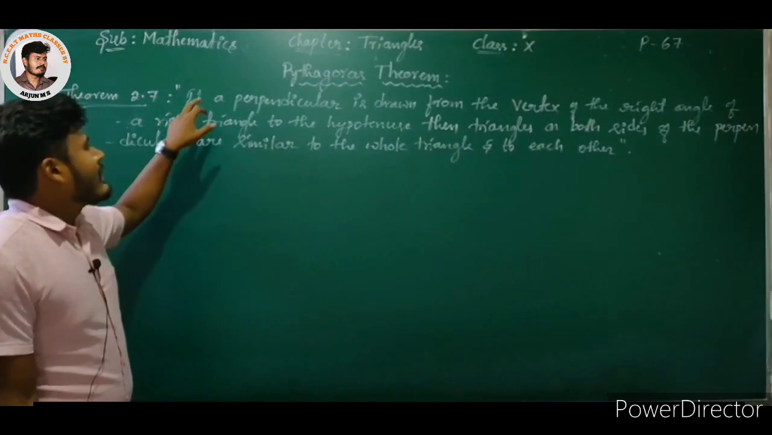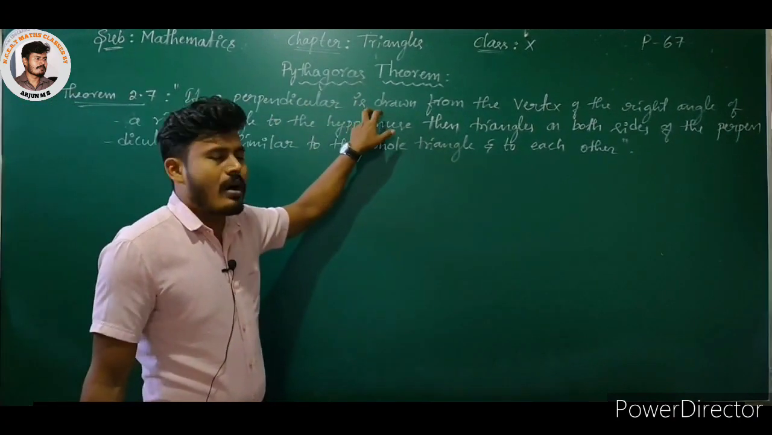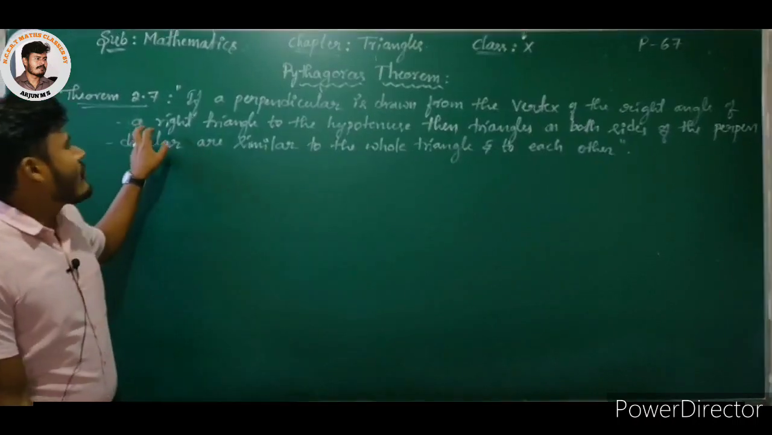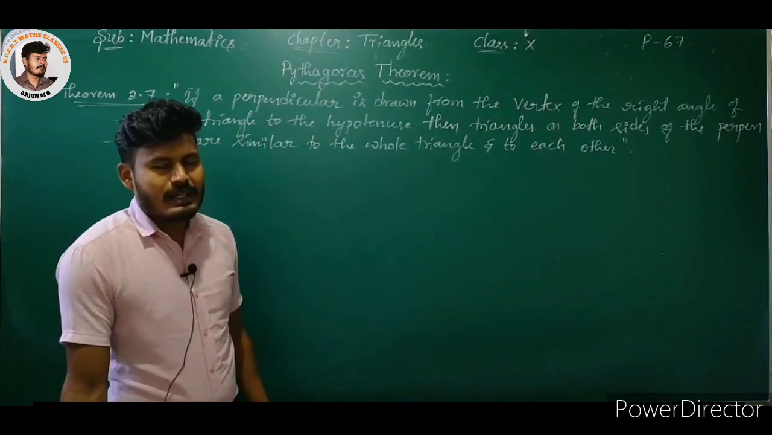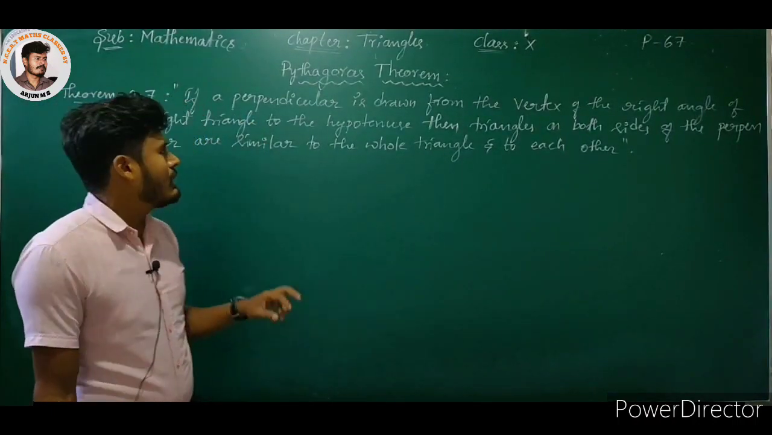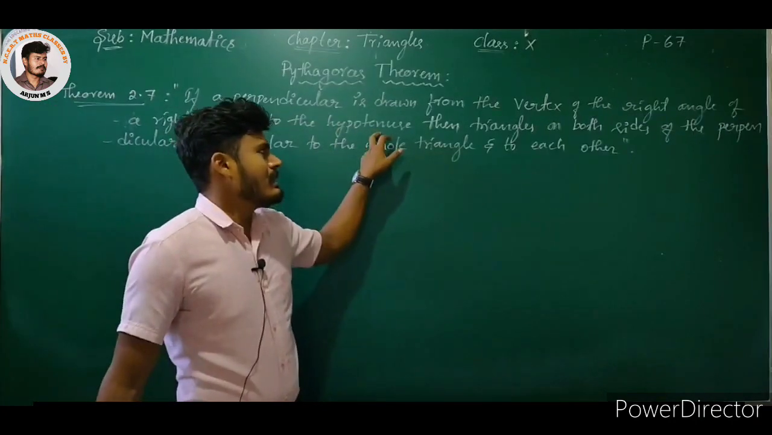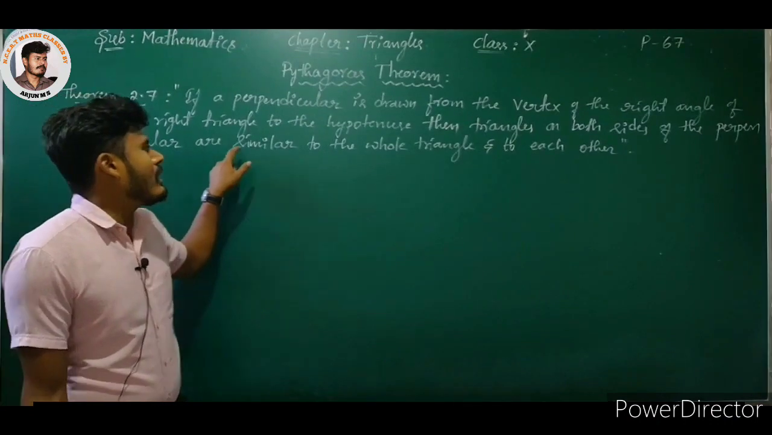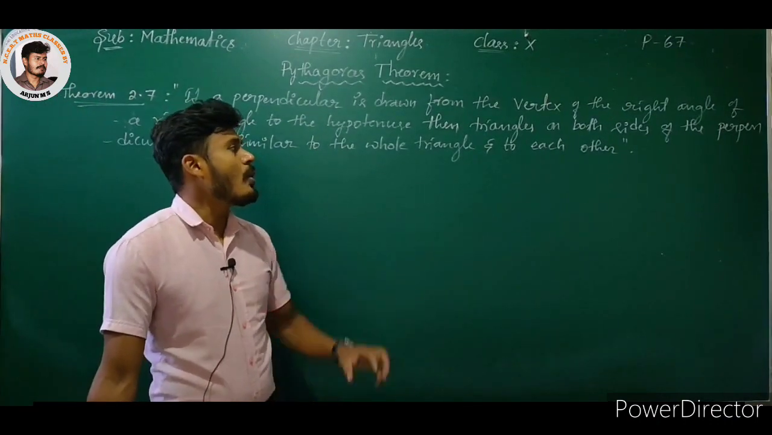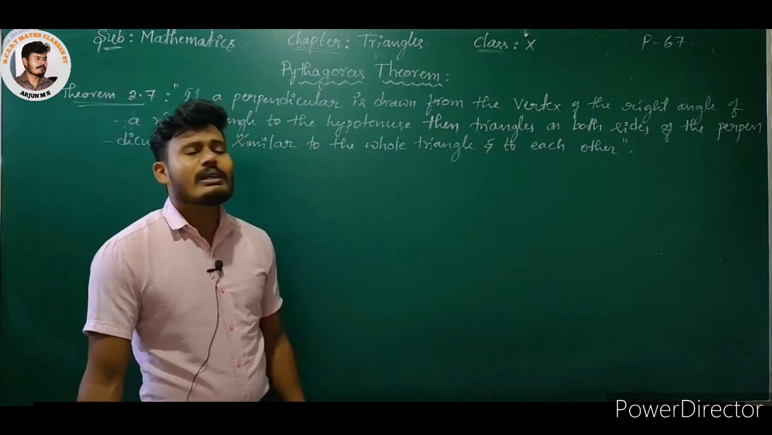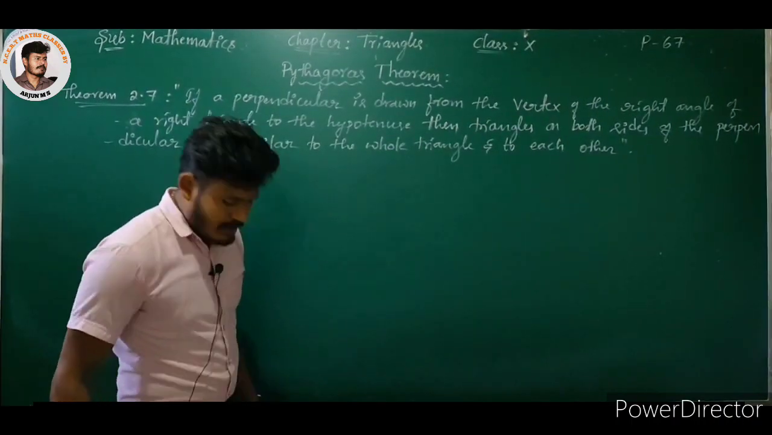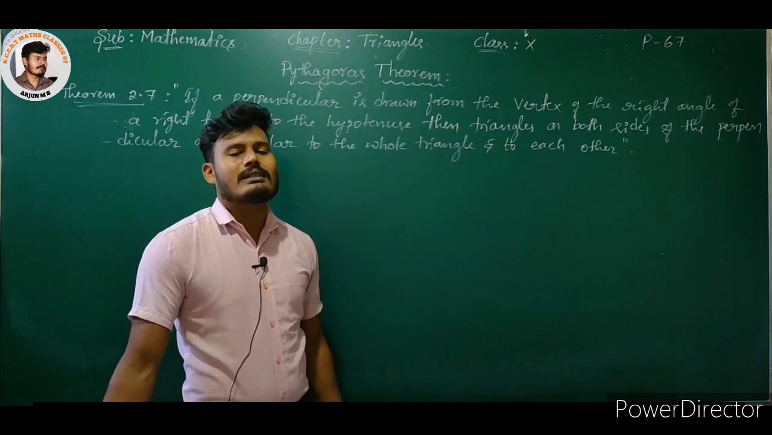So here, if a perpendicular is drawn from the vertex of the right angle of a right triangle to the hypotenuse, then the triangles on both sides of the perpendicular are similar to the whole triangle and to each other. This is the statement of this theorem.